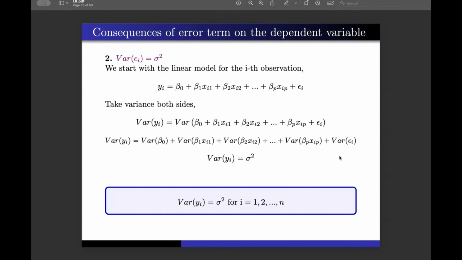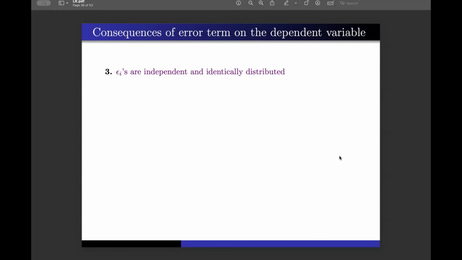Thus, for any ith observation, we would have that the variance of yi is equal to sigma square, which means that the uncertainty in the model's prediction does not depend on the value of the predictors. In simpler words, the amount of noise or randomness is consistent whether you are predicting small or large values. The third assumption we made on the error term is that the ei's are independent and identically distributed.